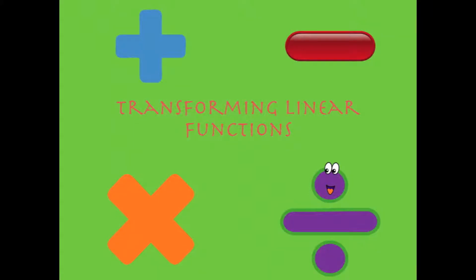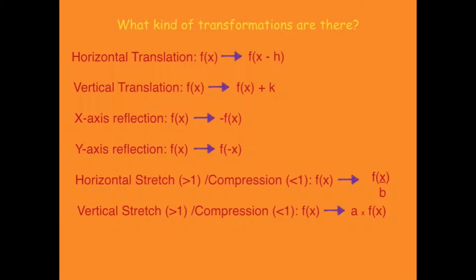Today we are going to learn about linear transformations. There are 6 types of transformations: horizontal translation, vertical translation, x-axis reflection, y-axis reflection, horizontal stretch/compression, and vertical stretch/compression.